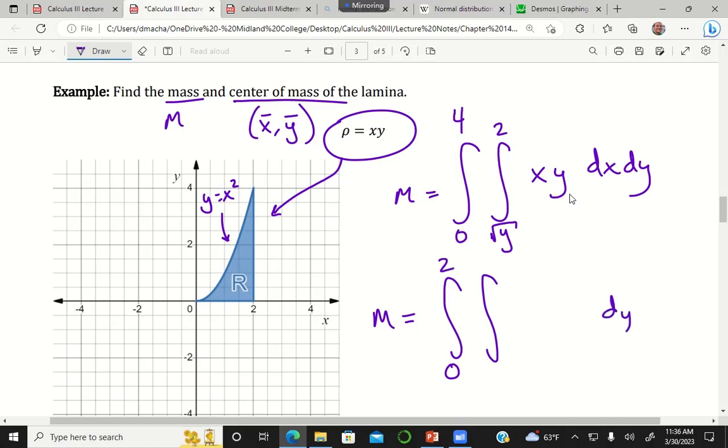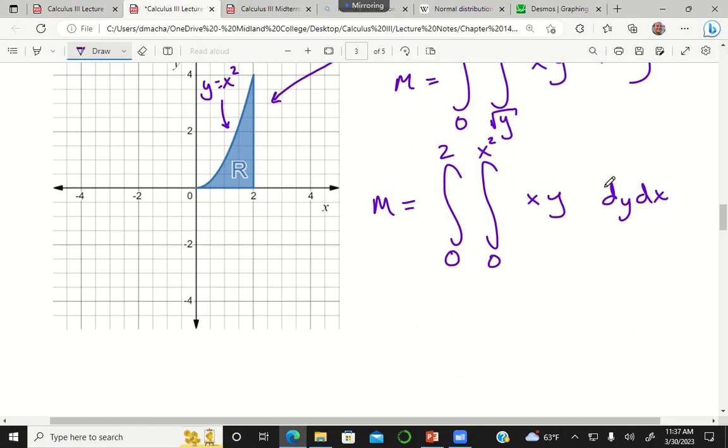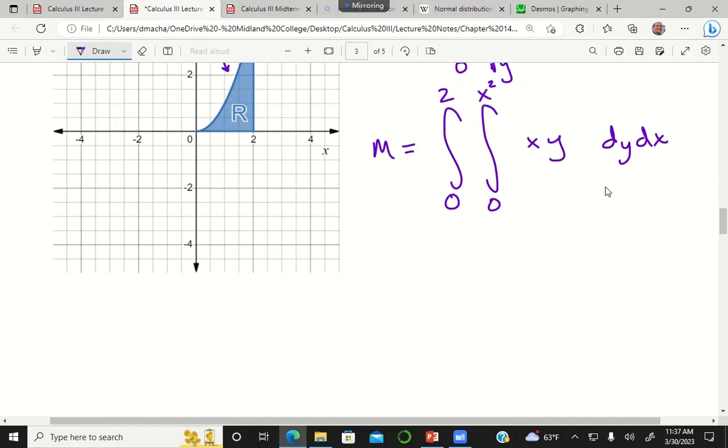If I reverse the order of integration, now I can let my x value be anywhere between 0 and 2, and then my y value has to be somewhere between 0 and x squared to describe the same region. So either one of those integrals will give you the mass. They should give you the same answer, but then it's up to you to decide, like when you take your exam next week, which one you think is going to be more convenient. So I think maybe the second one could be more convenient.